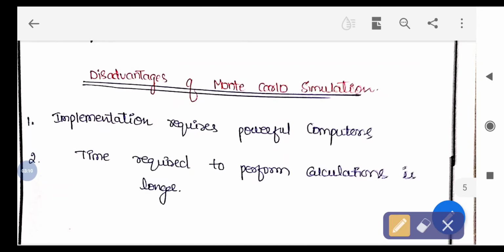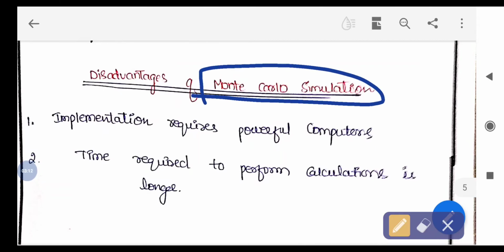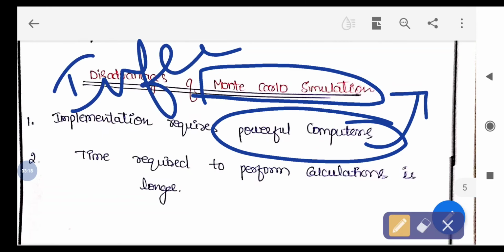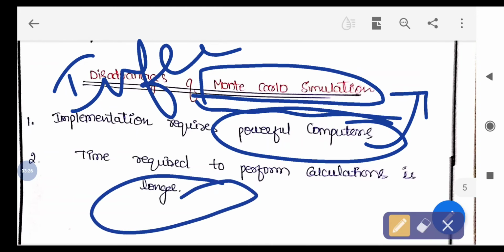And disadvantages: for implementing Monte Carlo, we need powerful computers. So the infrastructure of the company needs to be changed. That is one disadvantage. For achieving the target, we need a longer time period. So these are the two disadvantages.